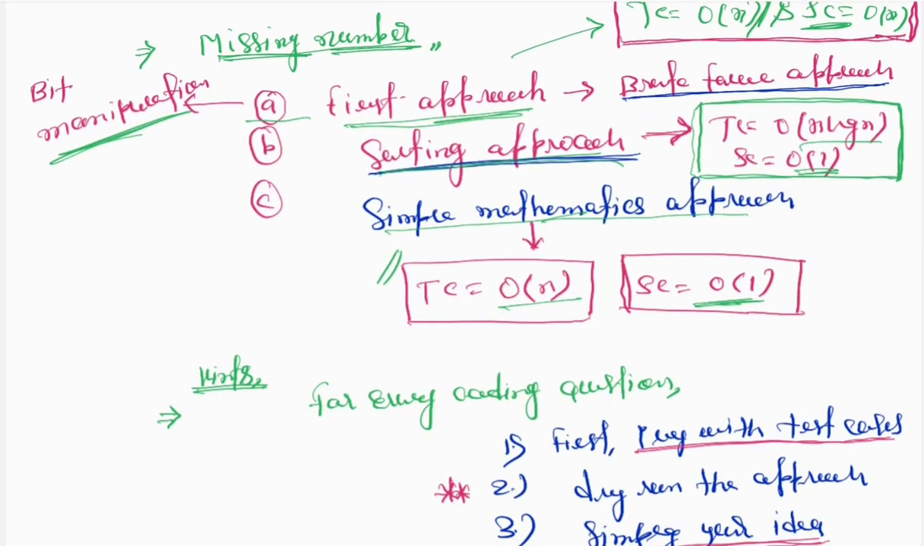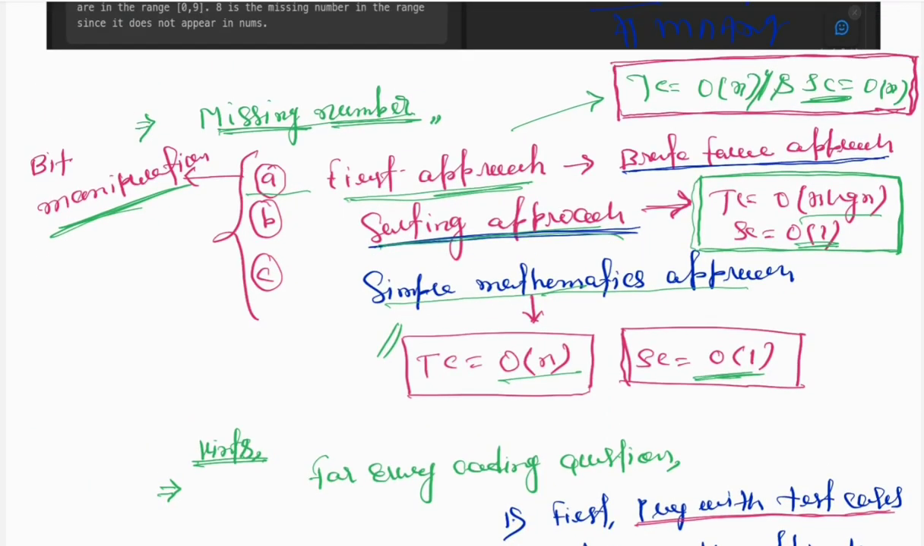Okay, now we have discussed the intuition. The first one is the brute force approach, bit manipulation. The second one is the sorting approach, and the third one is a simple mathematics approach. So we will move through the solutions one by one. First, let's understand the question using bit manipulation.